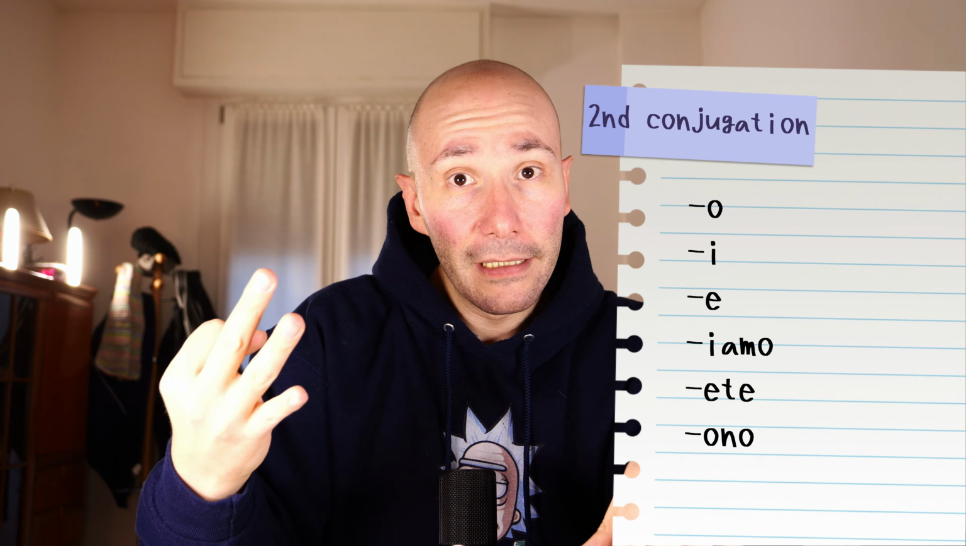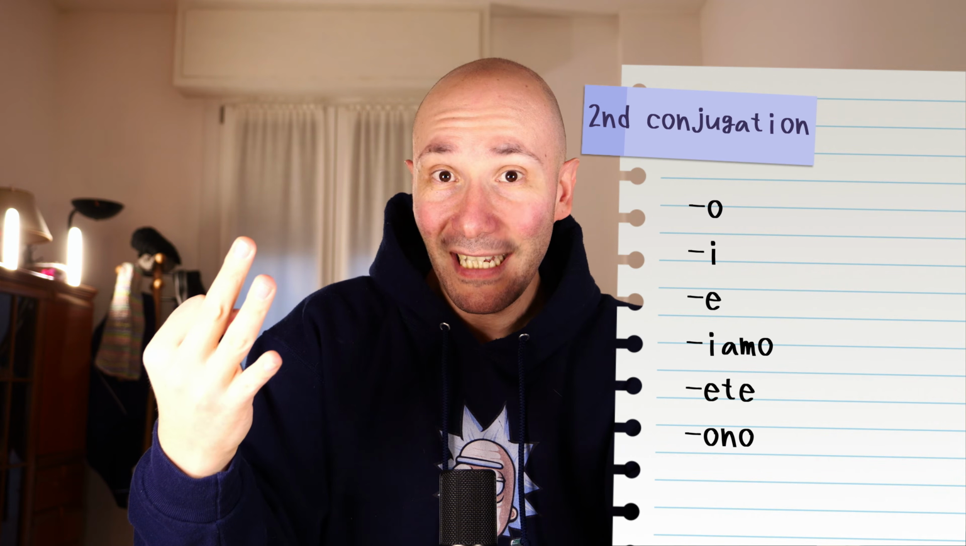The pattern will be o, i, e, iamo, ete, ono. So in this case, in the third singular person and in the second plural person, the thematic vowel changes. It is loud and clear that the e is now predominant. And the third difference between the second conjugational pattern and the first one is in the third plural person, when the ending is ono instead of ano.